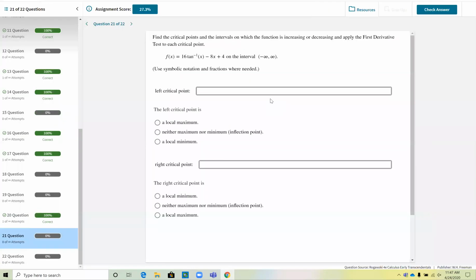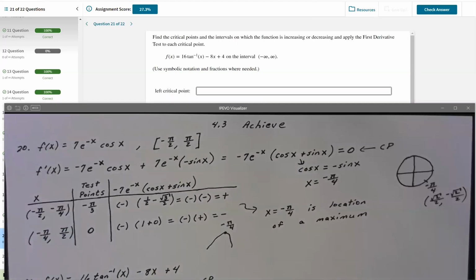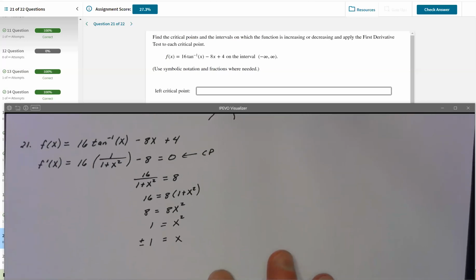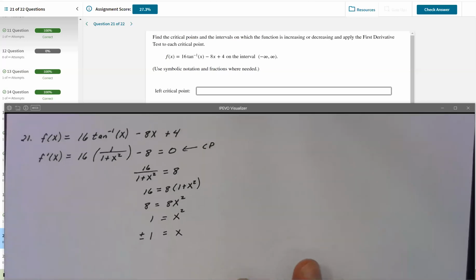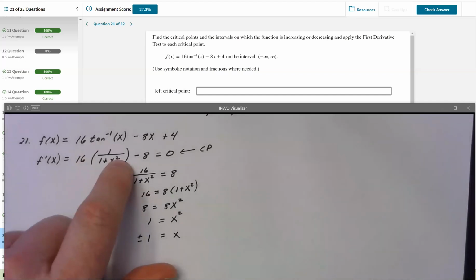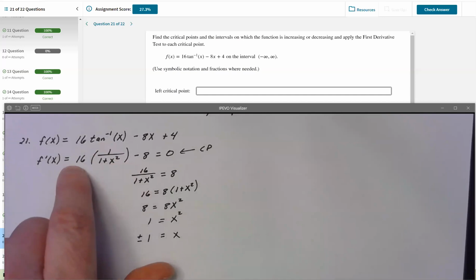Now, the next question was 21, and let me show my work for 21. So we were given this function f of x, which was equal to 16 times the inverse tangent of x minus 8x plus 4, and the domain is all real numbers. So I just go ahead and take the derivative here. The derivative of inverse tangent is 1 over 1 plus the argument squared, so 1 over 1 plus x squared here. Of course, we had to multiply it by its constant coefficient of 16.